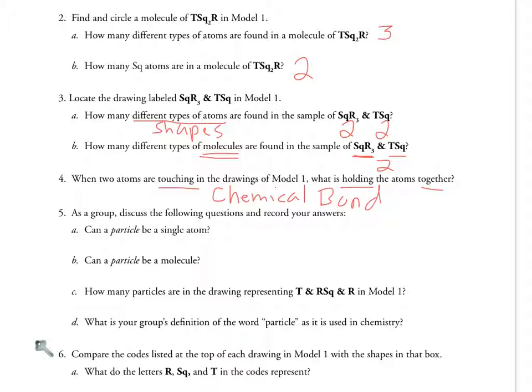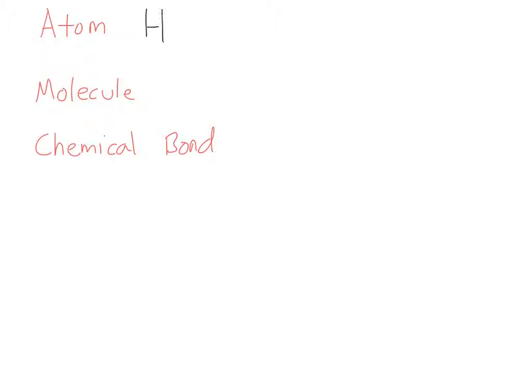Let's pause for a moment and think about what this means in a biology sense. So let's review a few terms right now. So we have the atom, a molecule, and a chemical bond. Simply put, an atom can be any single element. So for example, we could talk about hydrogen. We could talk about oxygen. We could talk about carbon. We could talk about nitrogen.